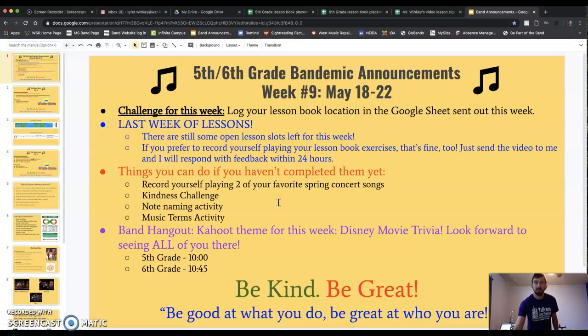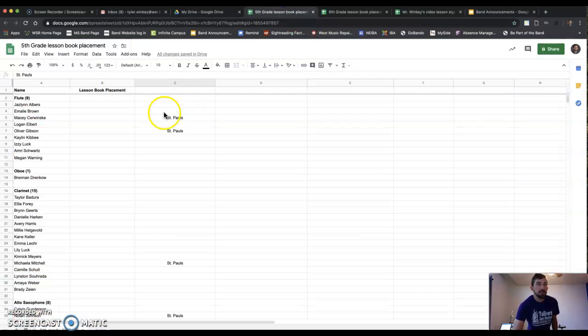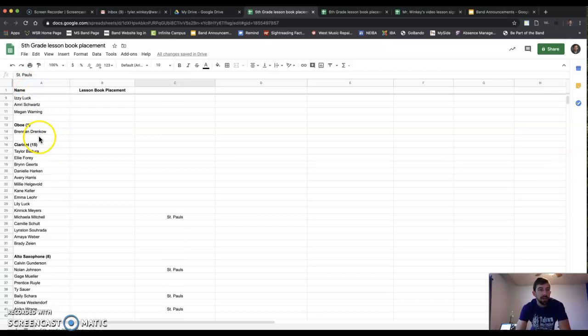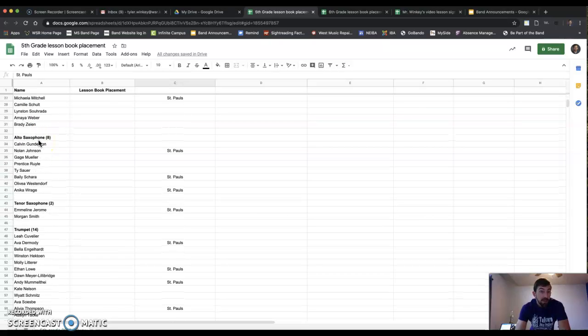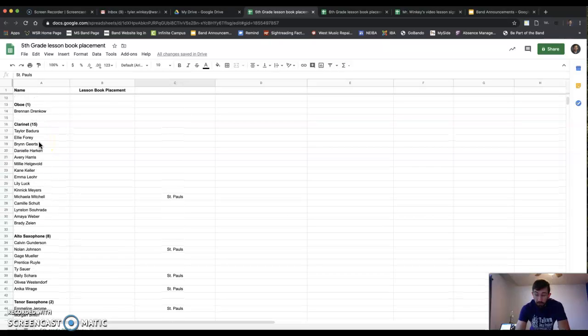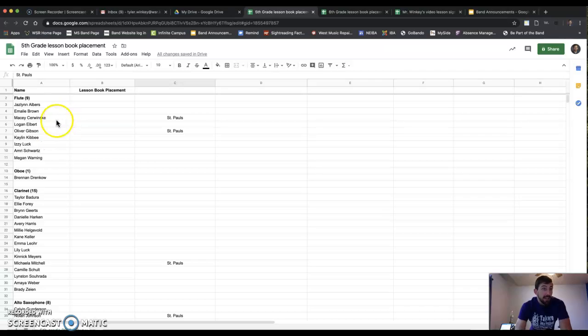Just to give you a little idea of what I'm looking for and what it's going to look like, here's the 5th grade lesson book placement. You're going to see your names, and it's listed by score order, meaning we start with our highest pitch instruments and then work our way down to our lowest pitch instruments at the bottom. That's what we call score order. So you're going to see our flutes right at the top.